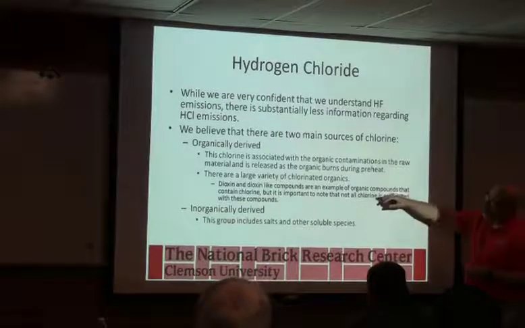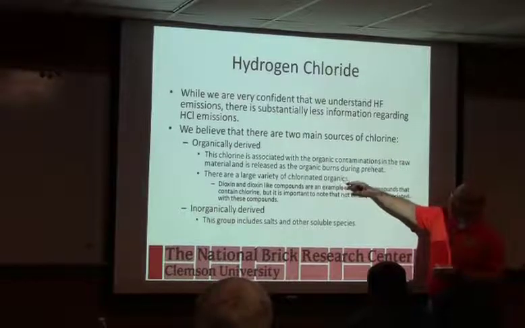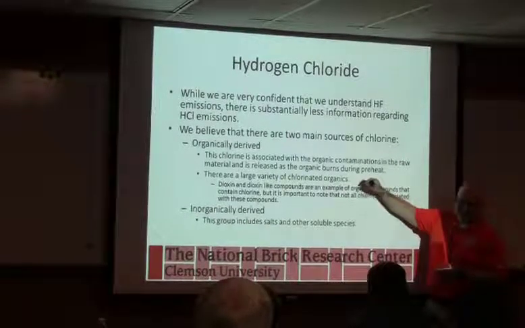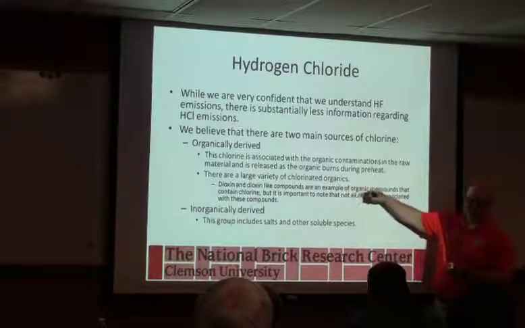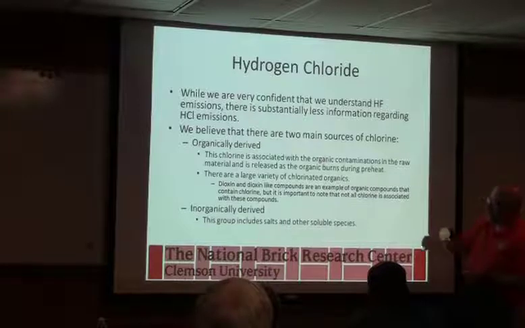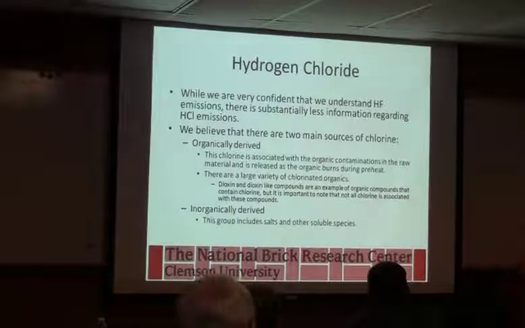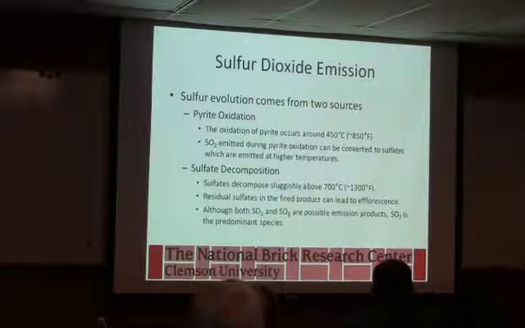Chlorine is commonly going to be somewhere less than 50 parts per million, but in some of the materials here, it can get up around 200 parts per million. But we're talking very, very small numbers. But when you talk about tonnage, it does add up.